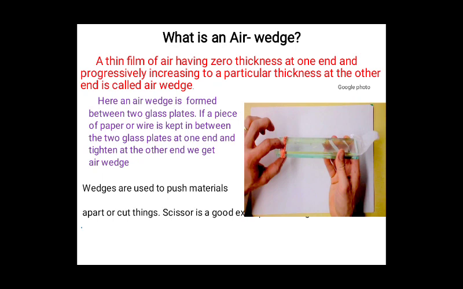Then, what is air wedge? A thin film of air having zero thickness at one end and progressively increasing to a particular thickness at the other end is called an air wedge. Here, it is formed between two glass plates. If a piece of paper or wire is kept in between the two glass plates at one end and tightened at the other end, we get an air wedge. Wedges are used to push materials apart or cut things. Scissor is a good example for wedge.